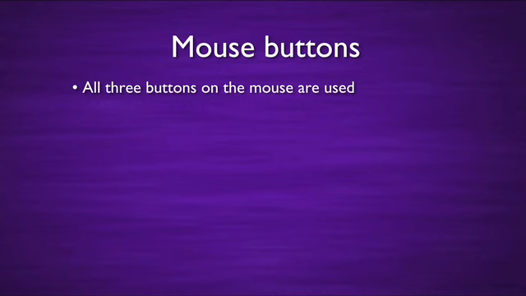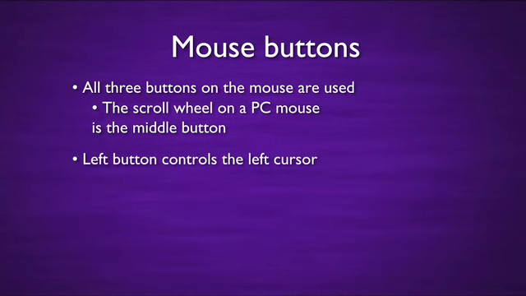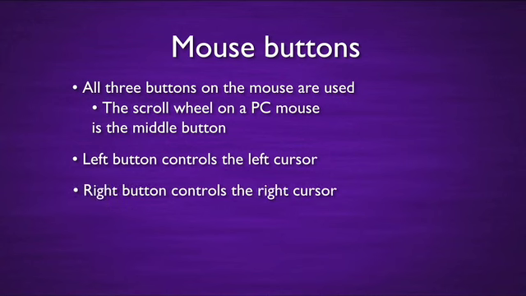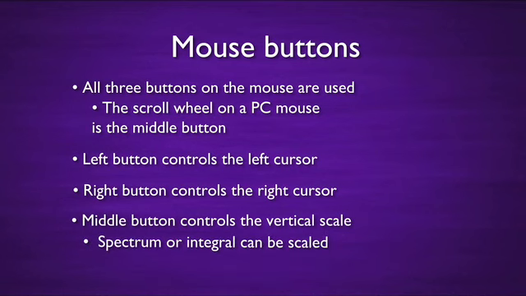All three buttons on the mouse are used in the VnmrJ graphics window. When you are using a mouse with a scroll wheel, click the wheel for the middle button. The left button controls the left cursor. The right button controls the right cursor. The middle button controls the vertical scale. Either the spectrum or the integral will be scaled up or down.